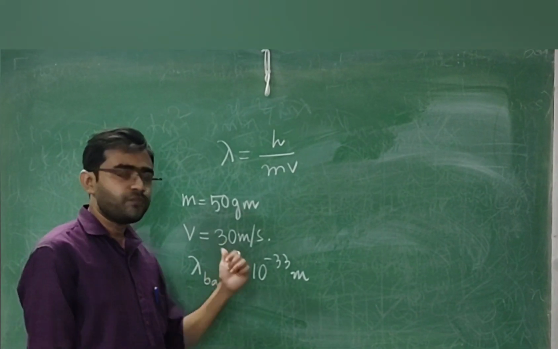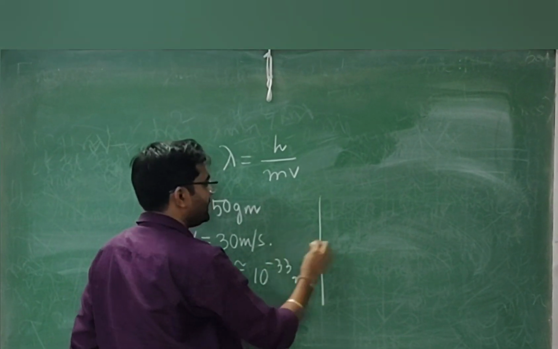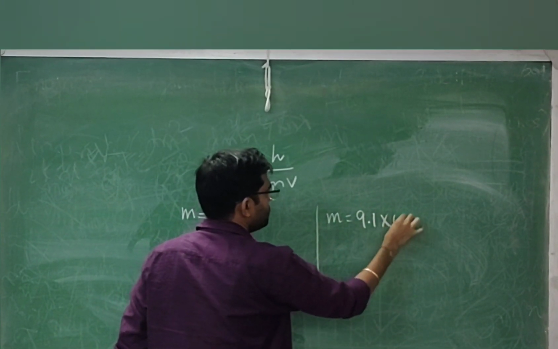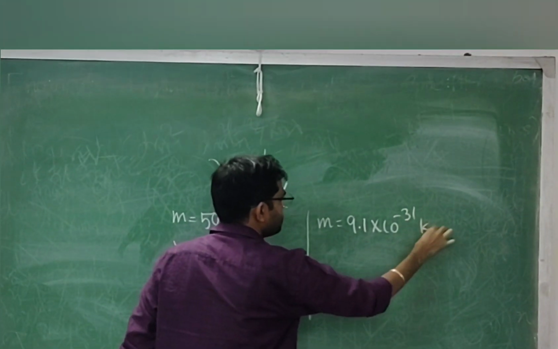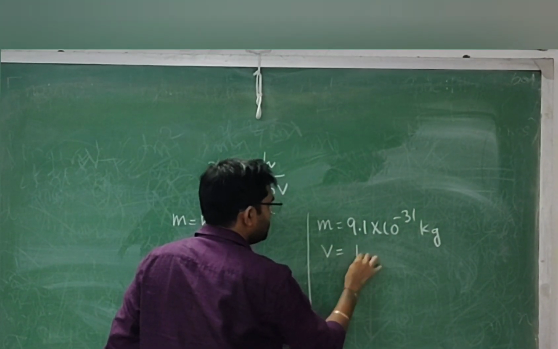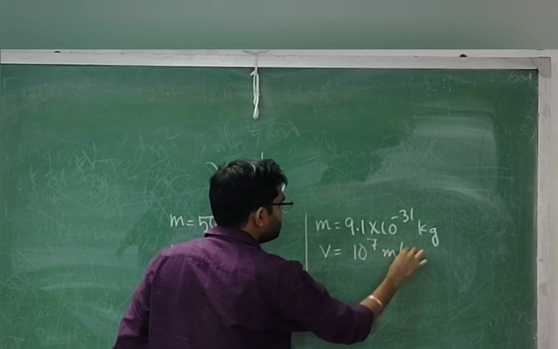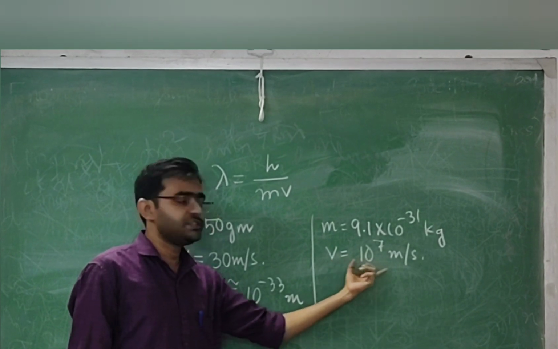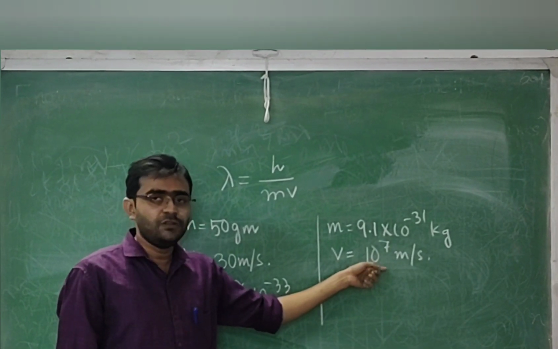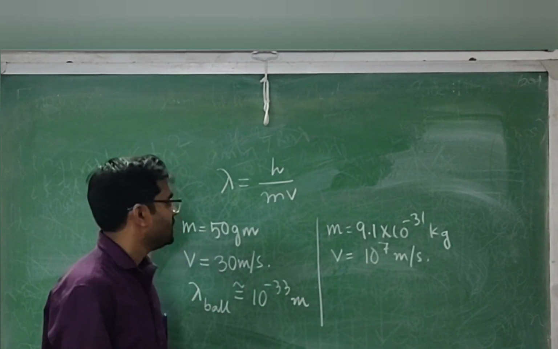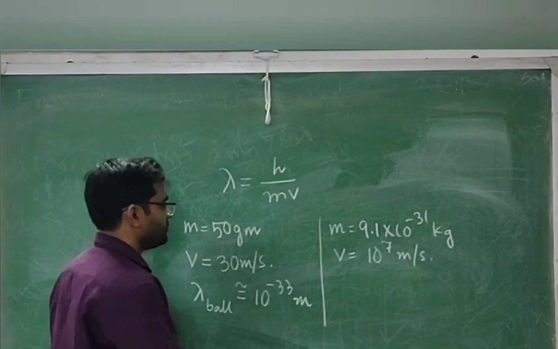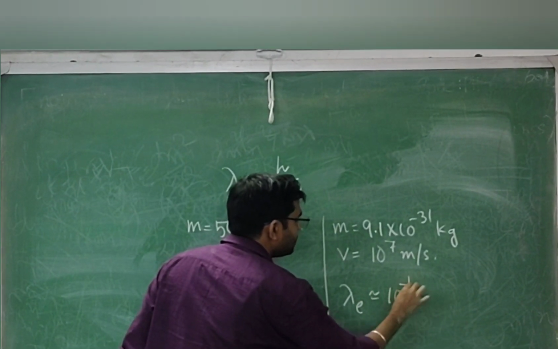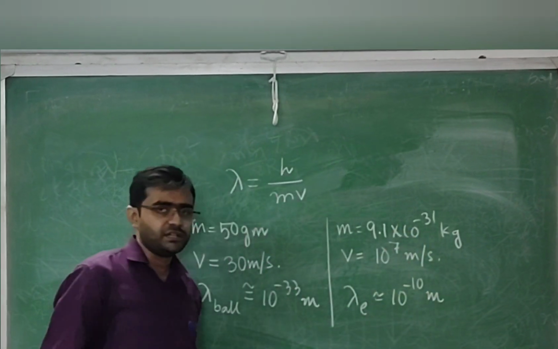Whereas if I want to find the wavelength of an electron having the mass 9.1 times 10 to the power minus 31 kg, moving at a velocity 10 to the power 7 meter per second. Now why am I taking this value as the velocity of the electron? This is the average value of the velocity of an electron. Now if I find this wavelength for an electron, you will find it will be of the order 10 to the power minus 10 meter.